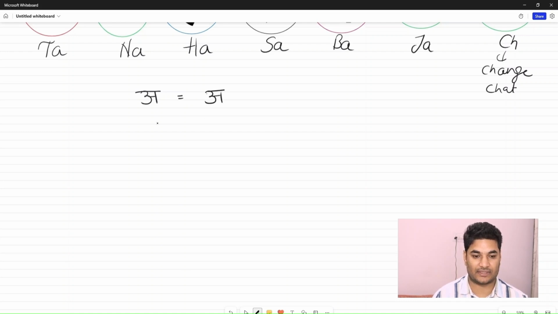How do we draw this? Horizontal line. Number 3, a vertical line to the right, then both are connected through a horizontal line. Fine?